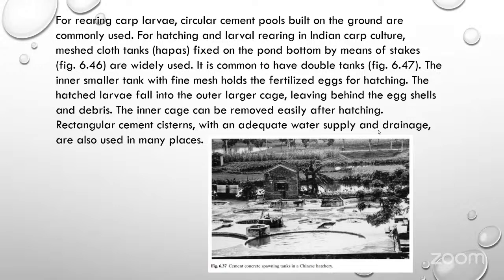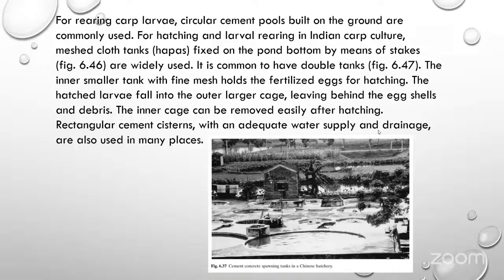For rearing carp larvae, circular cement pools built on the ground are commonly used. For hatching and larval rearing in Indian carp culture, meshed cloth tanks fixed on the pond bottom by means of stakes are widely used. It is common to have double tanks.